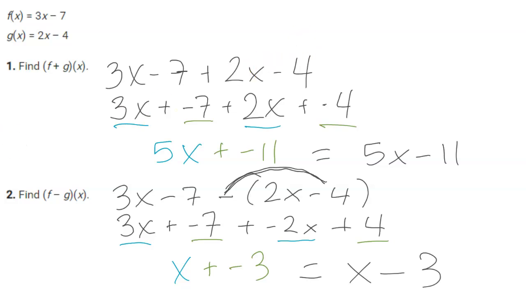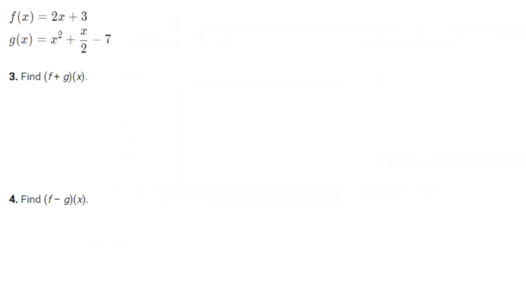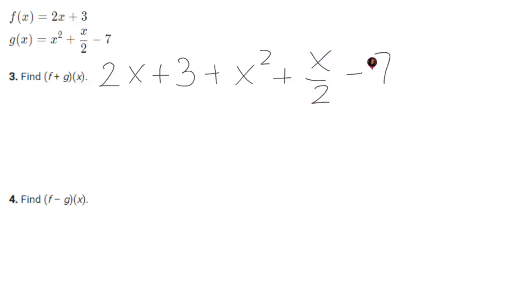Okay, let's try a couple more. Here I have two new functions. f of x is 2x plus 3, g of x is x squared plus x over 2 minus 7. And so again, to add these, I'm going to just write them in line. 2x plus 3 plus x squared plus x over 2 minus 7. And we're going to look for our like terms. So first of all, I see this x squared. I don't see any other x squared, so it is already by itself.